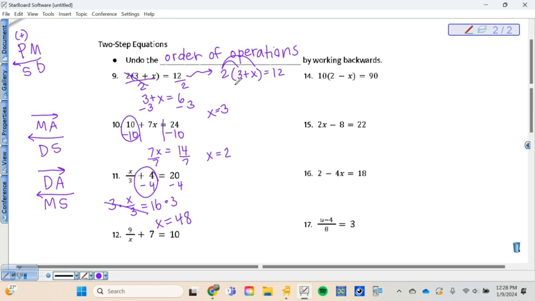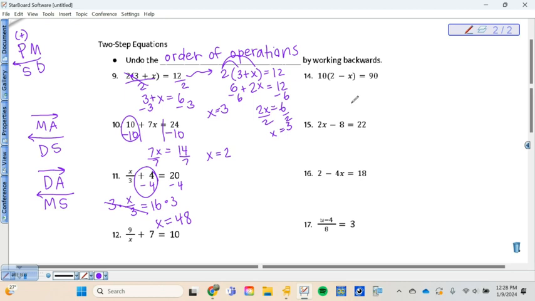2 times 3 would give us... 2 times x would give us... right? And now I have multiplication and addition, so I undo the addition, and then I undo the multiplication, and I get the same answer. So either way works. Either way works just fine.